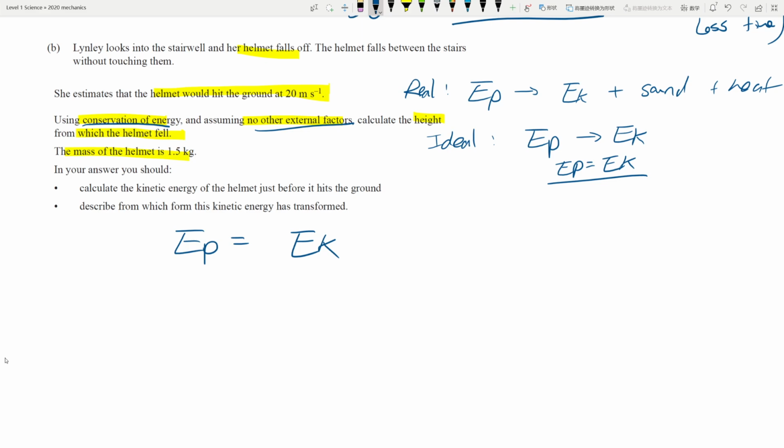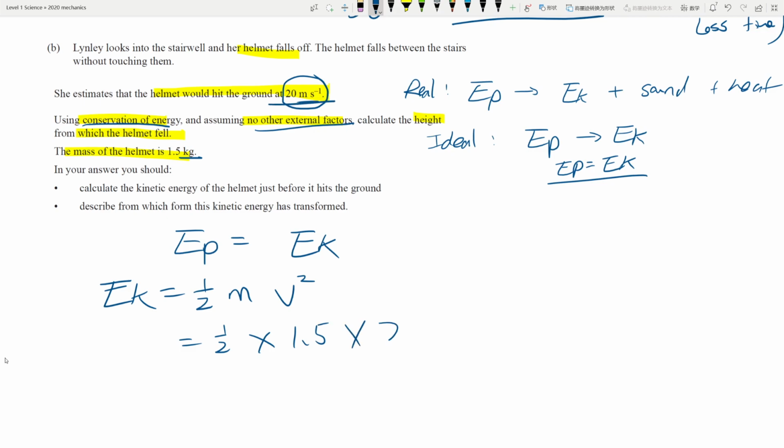And what do we know? How can we calculate one of them? We know speed. When I do these questions, I just look at the units. EK equals half mv squared. I know the mass, which is 1.5 kilograms. I know the speed, which is 20. Don't forget to square that. So my EK is going to be 300 joules. If my EK equals 300 joules, my EP is going to equal 300 joules.